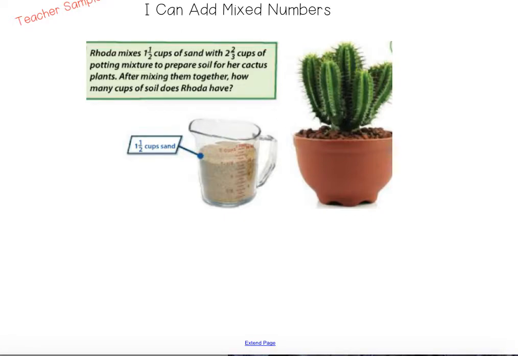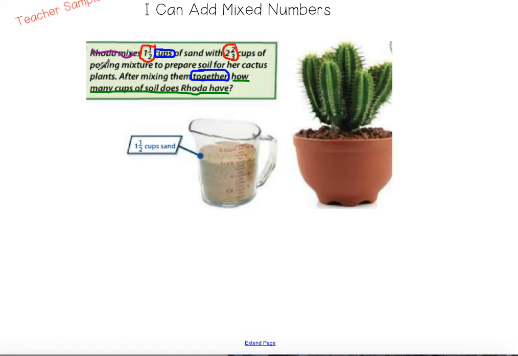Okay, let's circle our key words. Our key numbers. 1 1/2, 2 2/3. Underline the question. How many cups of soil does Rhonda have? Box any keywords. I would say cups is a keyword. Together is a keyword. That tells us that she's putting two things together, not taking them apart. So together probably means that we're adding. If you said adding, you are correct. And then we're going to eliminate anything we don't need.